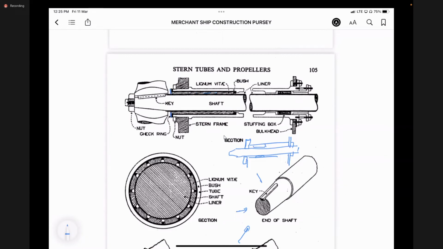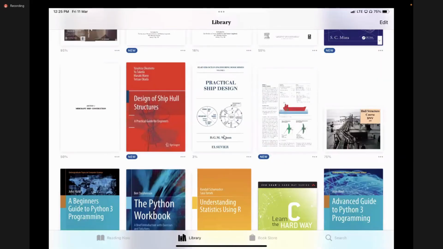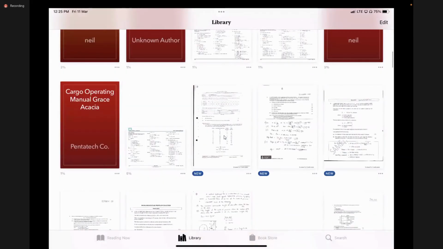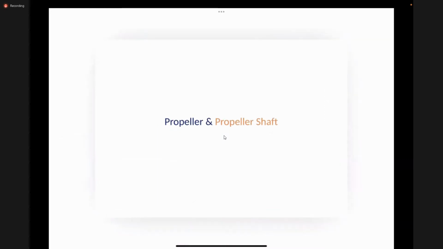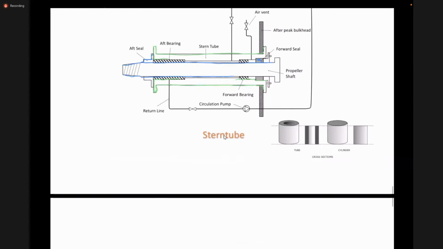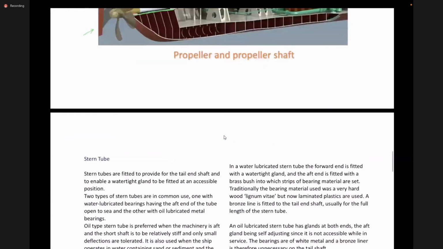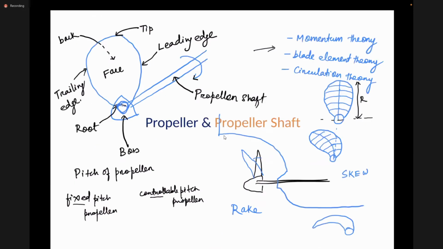With this, this book is also there in the Moodle app, this Merchant Ship Construction. Okay. And with that, there is nothing more on this topic. If you want to ask something on this topic, I will be happy to answer. Otherwise, I will probably start a new topic.